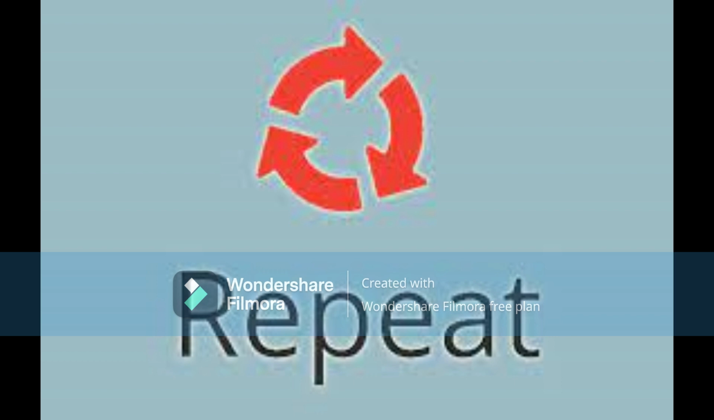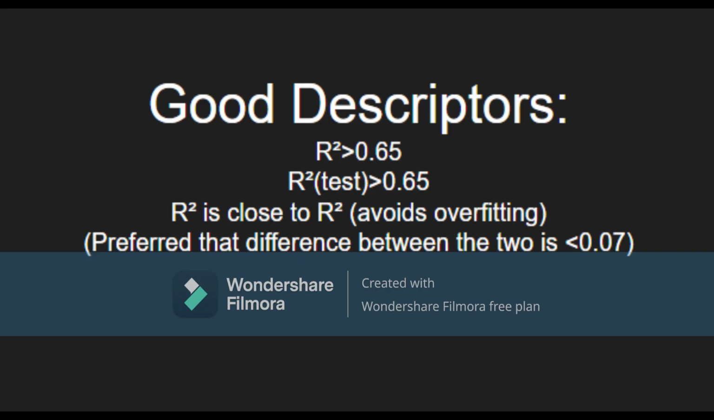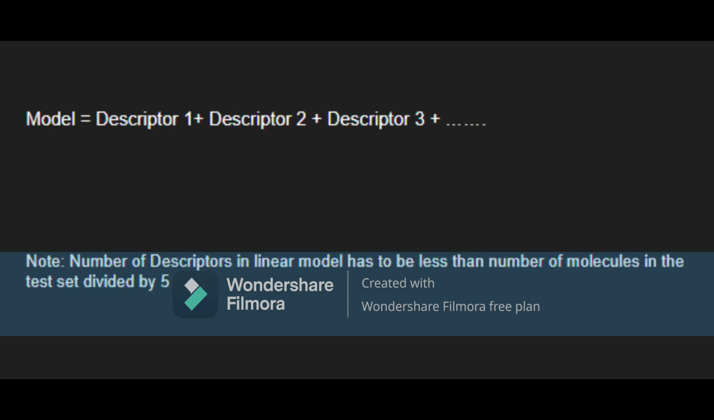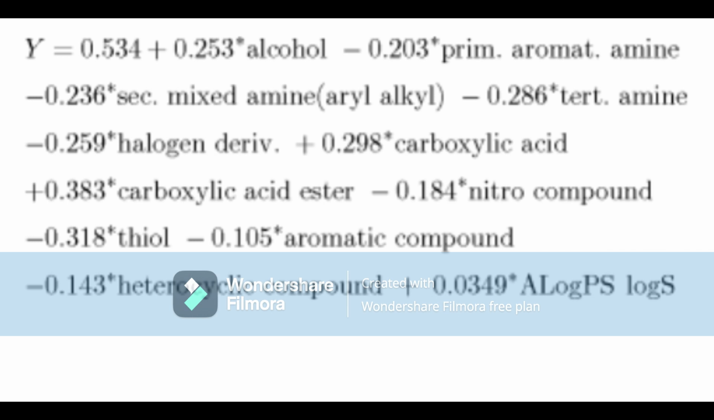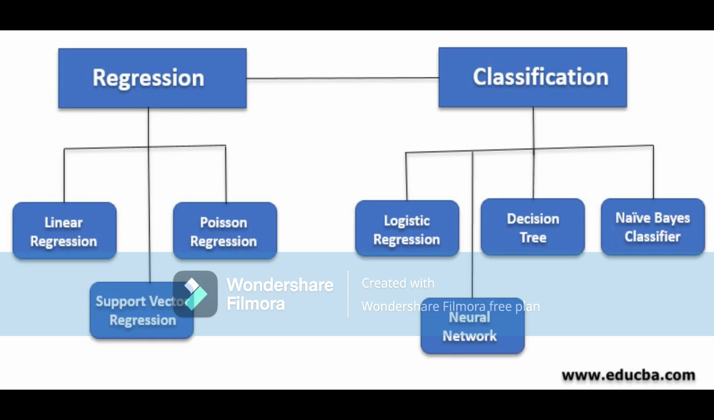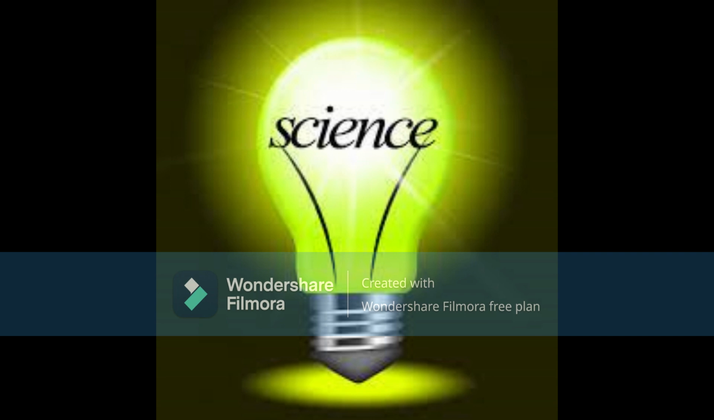After gathering all the good ones, where R-square is higher than 0.65 and R-square test is within 0.07 of 0.65, we combine them into the complete model. For example, biodegradability could be modeled with 72 to 76% accuracy using the simple following formula. There are other types of modeling other than linear, most of which have a higher accuracy. However, linear models are easily interpreted and shed light on questions of science.